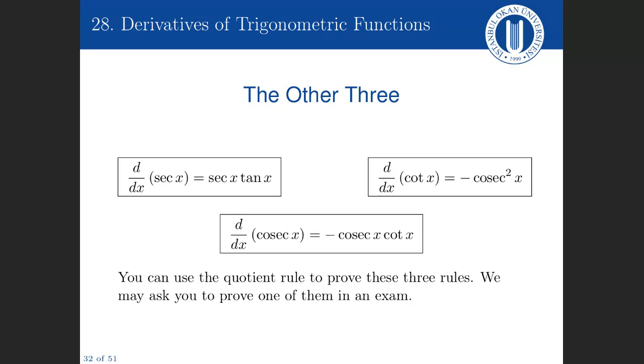The other three trigonometric functions. The derivative of sec is sec x tan x. The derivative of cotan x is minus cosec squared x. The derivative of cosec x is minus cosec x cotan x. Exactly the same way that we proved that the derivative of tan was sec squared, you can use the quotient rule to prove these three rules.